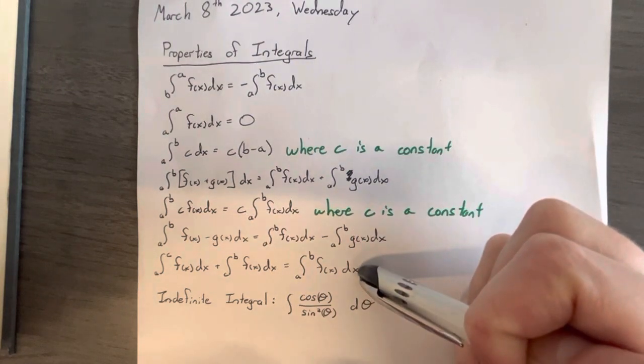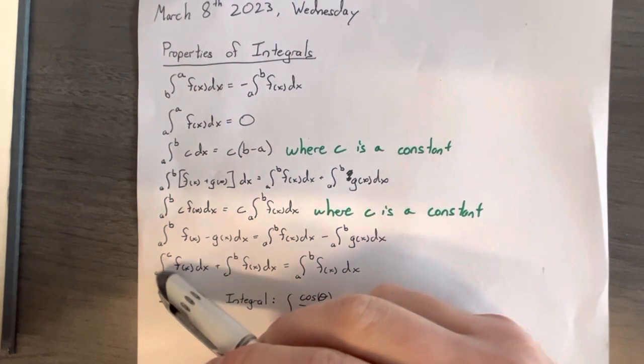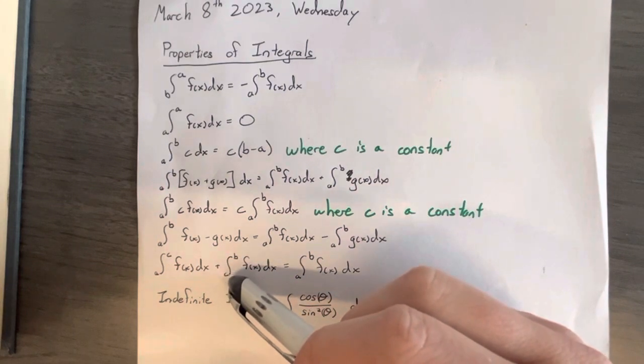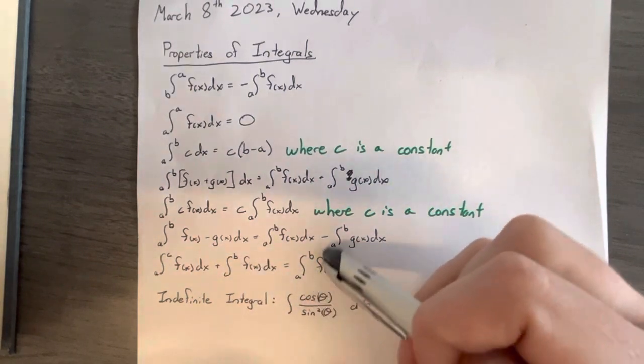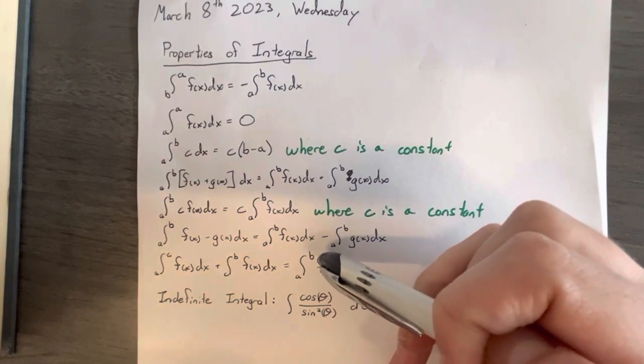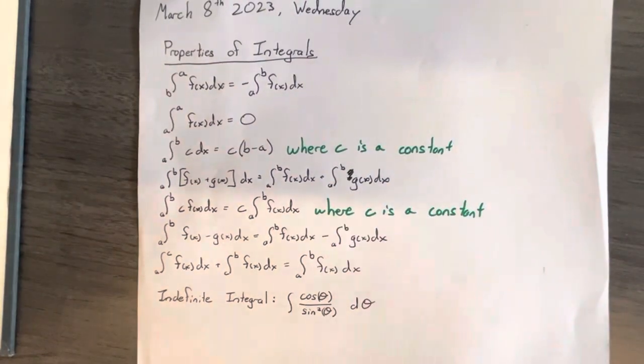And the last new one here, if we go from a to c for some integral and then we integrate from c to b, that's the same as if we did just from a to b in the first place. So take your time, write those down, think about them for a second, see what's going on with these, and then we're going to use some of these moving forward.